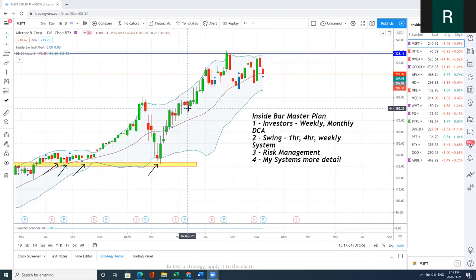As an investor, we look at the weekly and the monthly charts. We know we can dollar cost average. We know we have time in our hands. So how do we get involved? What I've been doing some studying and researching on is using inside bars as our signals for getting into a position. The first thing we have to determine is obviously the trend, right?